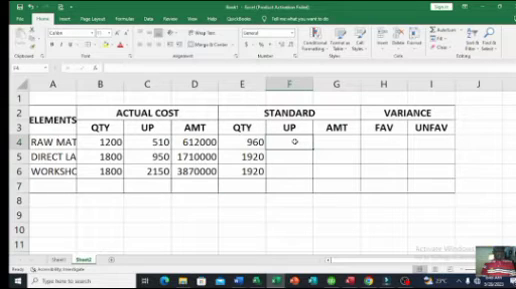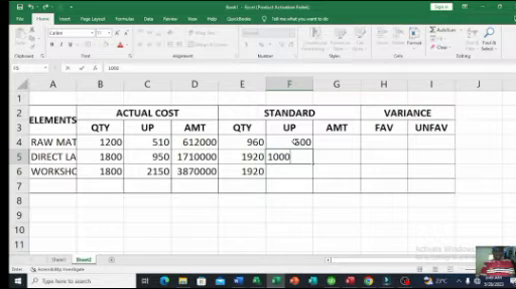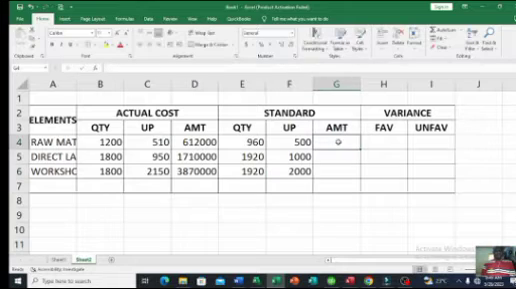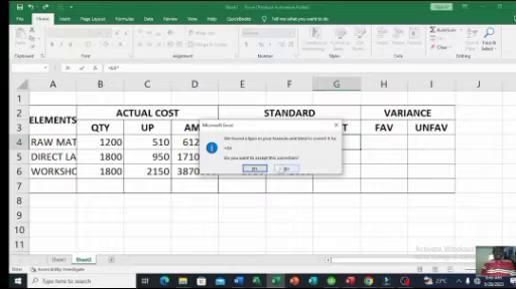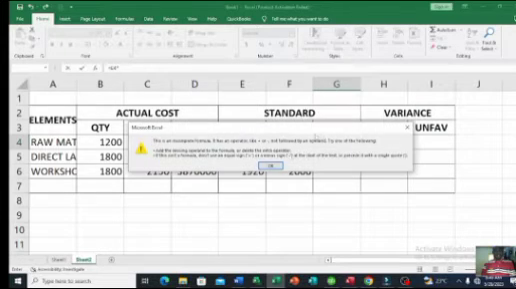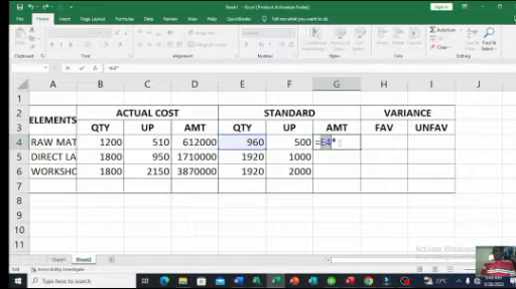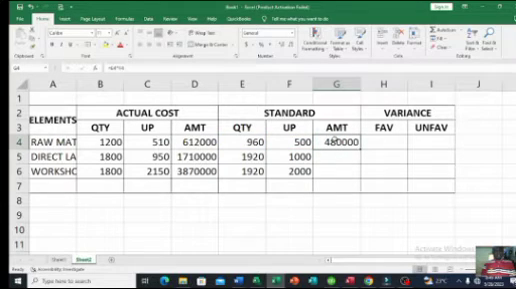And the unit prices they have been given: the first one is 500, the second is 1000, the third is 2000. So move further, the same formula will apply here to have the amount equal to this, which is the quantity times the unit price, 500. So you are going to have the amount, and then we just autofill.